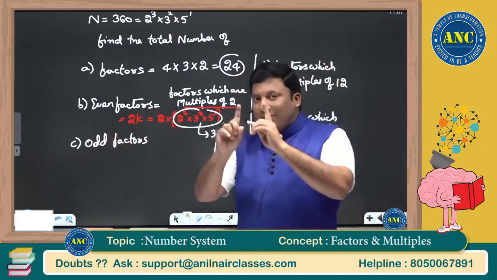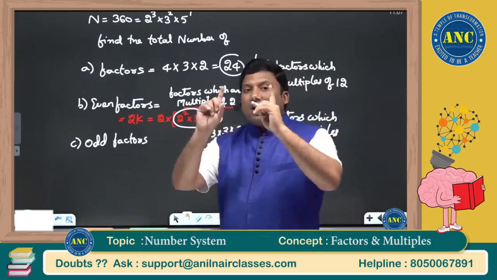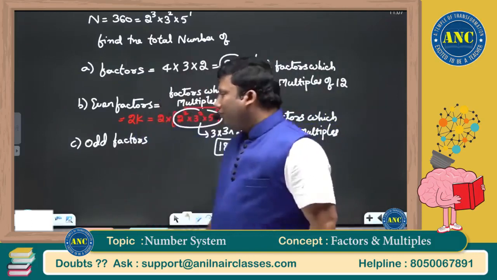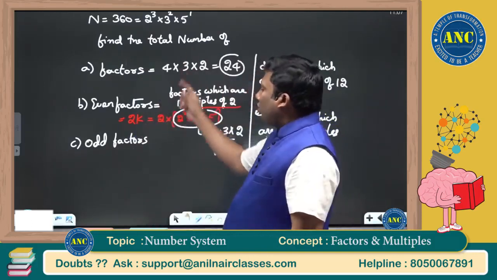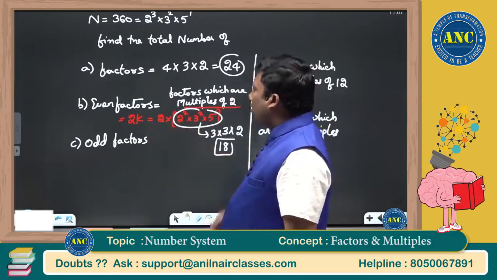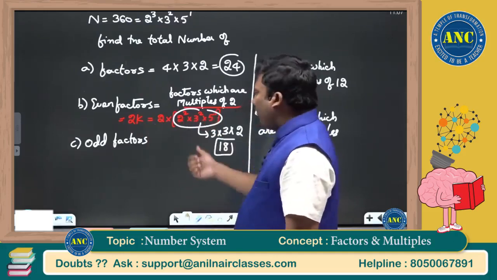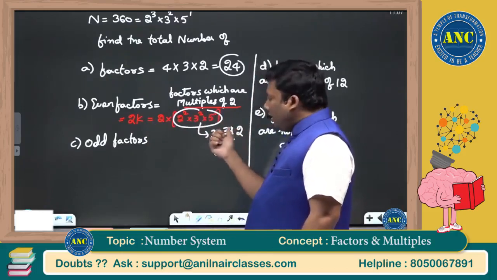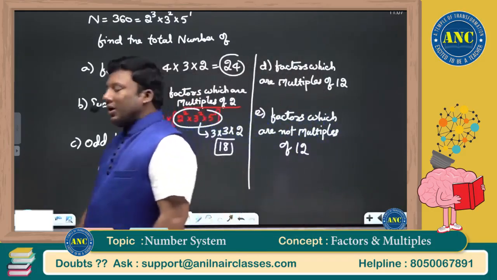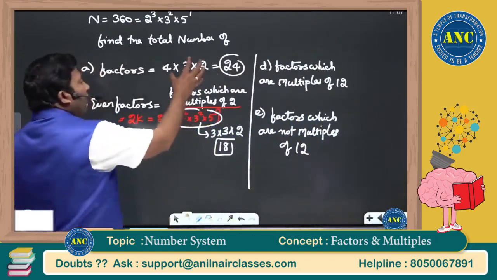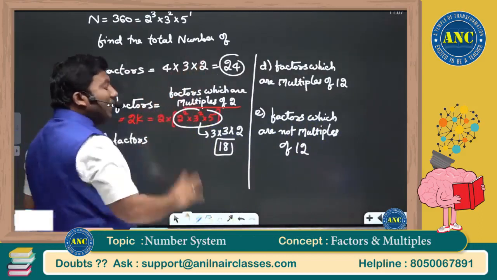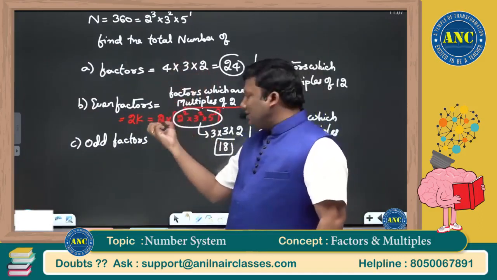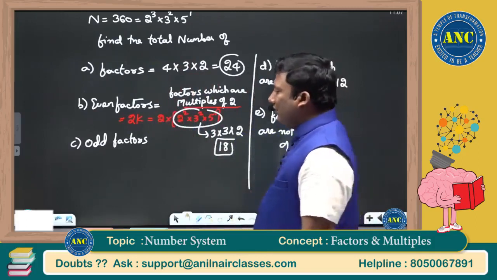Again I am repeating. Even factors means factors which are even numbers, which means numbers which are multiples of 2. If I multiply by 2, 2 cube, 1 power of 2 is out. Remaining 2 square, 3 square and 5 power 1. 0 to 2, 3; 0 to 2, 3; 0 to 1, 2. 3 into 3 into 2. Total how many did I get? 18 factors. Out of 24 factors, there are 18 factors which are even numbers.